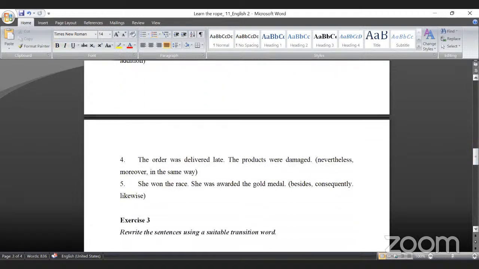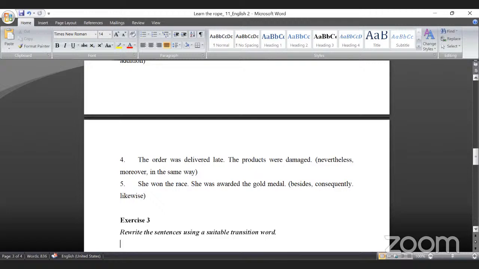Fourth one, the order was delivered late. The products were damaged. Moreover, the order was delivered late. Moreover, the products were damaged. Correct. The order was delivered late. Moreover, the products were damaged. So the second sentence is an addition to the first one, right? Not in contrast. So we can use furthermore also. You can use furthermore also.